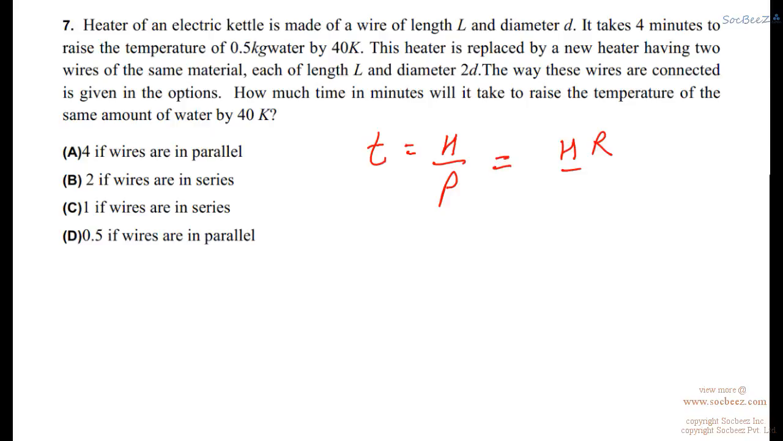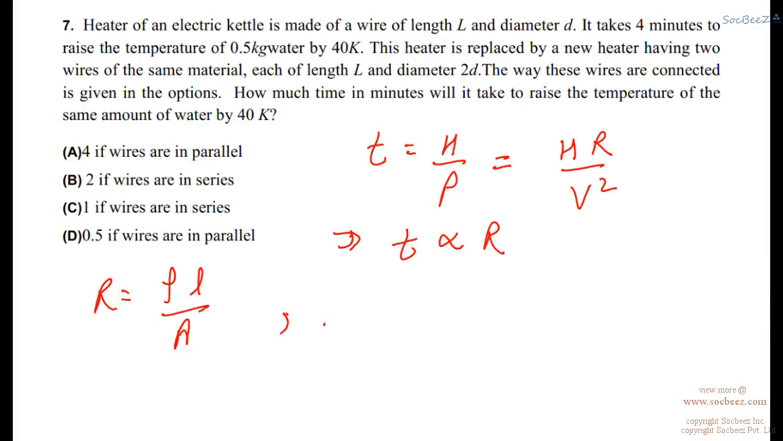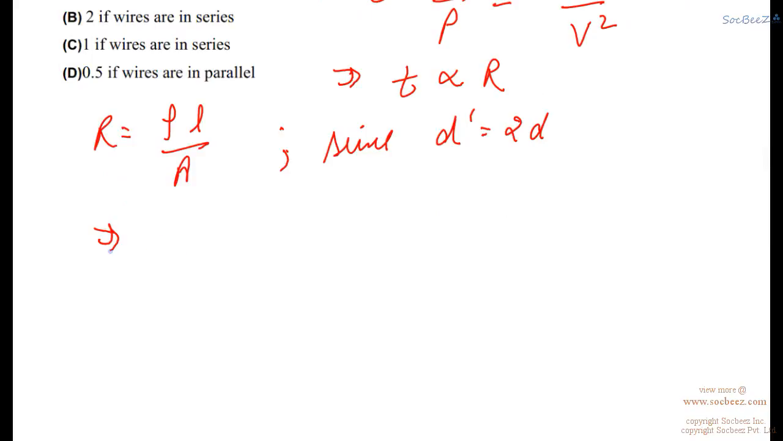Okay, so which comes out to be H into R upon V square. Now, this gives us that time is directly proportional to resistance, that is R. And we know that R equals rho L upon A. Now, since D dash equals 2D, this gives us R dash equals rho L upon 4A.